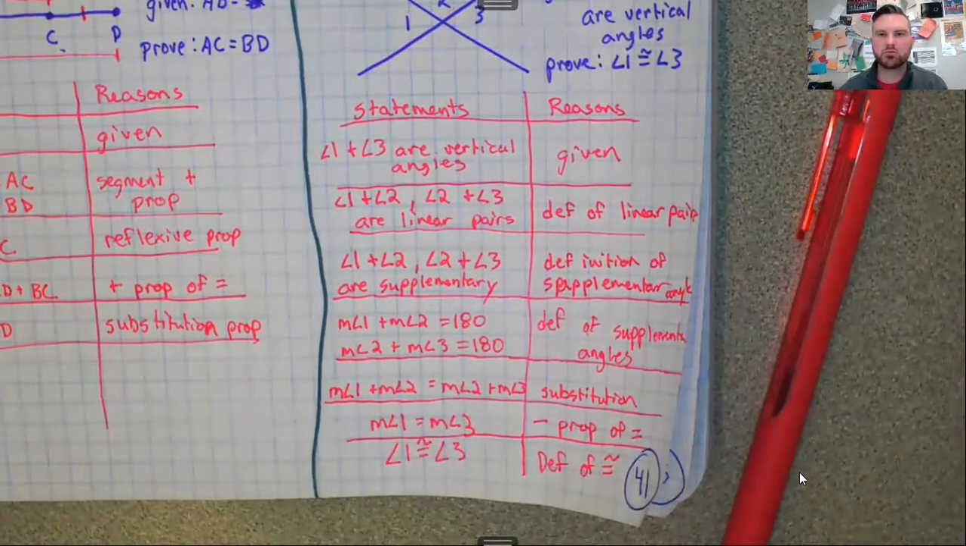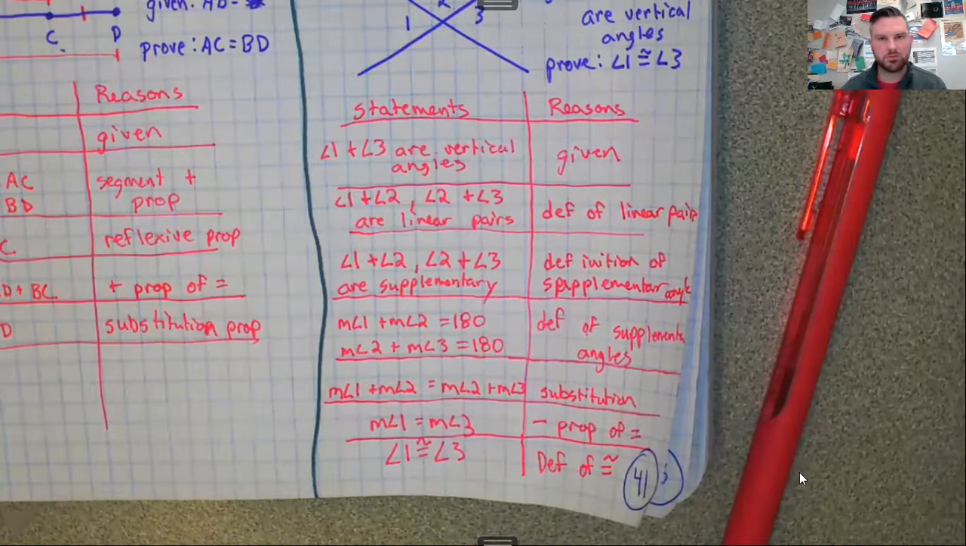IXL has some really, really good practice problems on proofs. So I'll put an IXL out there, and I strongly encourage you to just practice, practice, practice. Proofs are one of the hardest things in geometry. It's why most people don't like geometry, but they can be really easy. So keep your heads up and keep trying on those proofs.